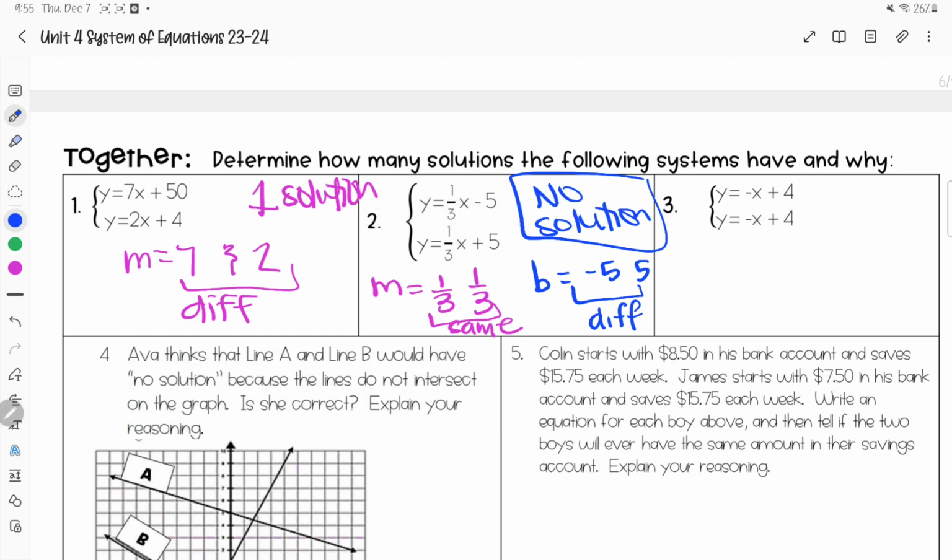And then our last one, again, it is already in the correct form, y equals mx plus b, y equals mx plus b. So we start by comparing my slopes. Both of them have a -1 in front. So those are the same. Then I'm going to compare my b's, and they're both 4s. So all same, infinite solutions.